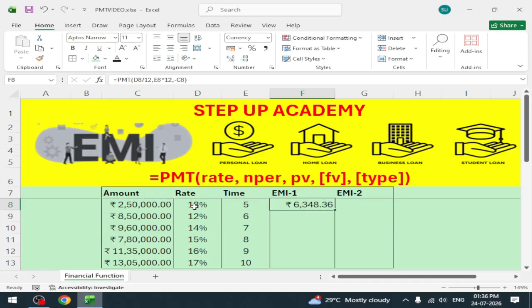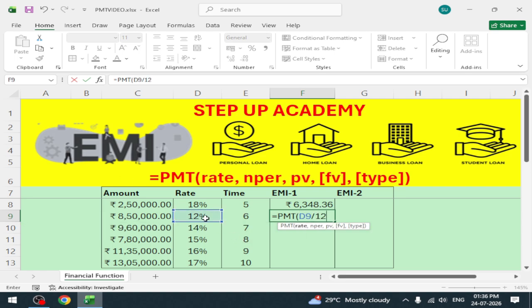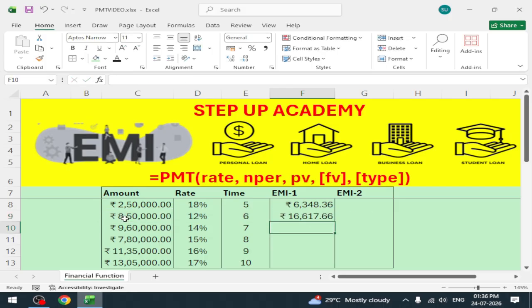Now it will calculate the EMI of this amount. Let me show you again on other values. What we did: PMT, rate of interest divided by 12, time multiplied by 12, minus loan amount. Now it will calculate all the EMIs.